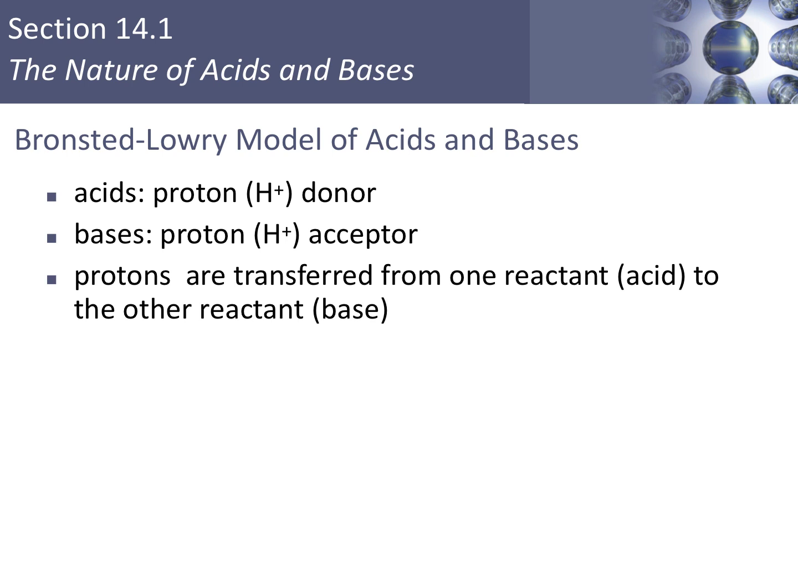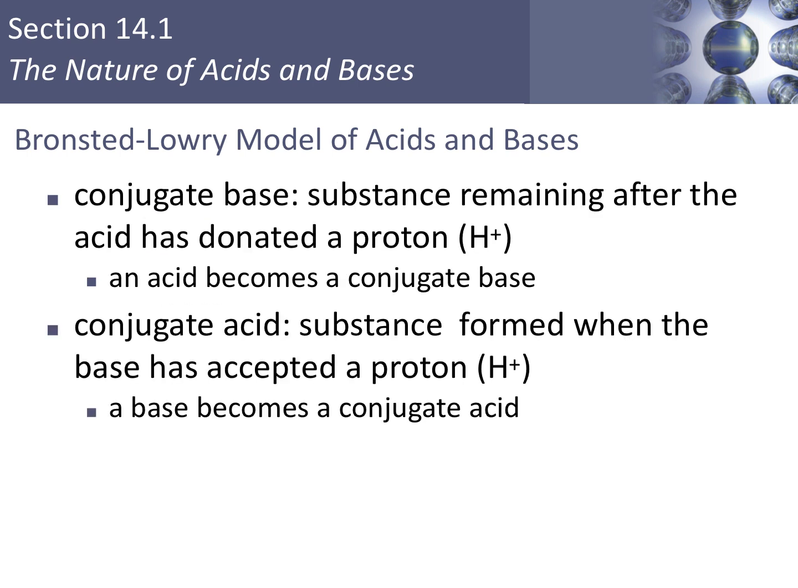Acids are defined as proton or hydrogen ion donors. Bases are defined as proton or hydrogen ion acceptors. We're going to have a transfer of protons from one reactant to another, from the acid to the base. Once the protons are transferred, the acid becomes what is referred to as a conjugate base. And once the base accepts the protons, it becomes what is referred to as a conjugate acid.